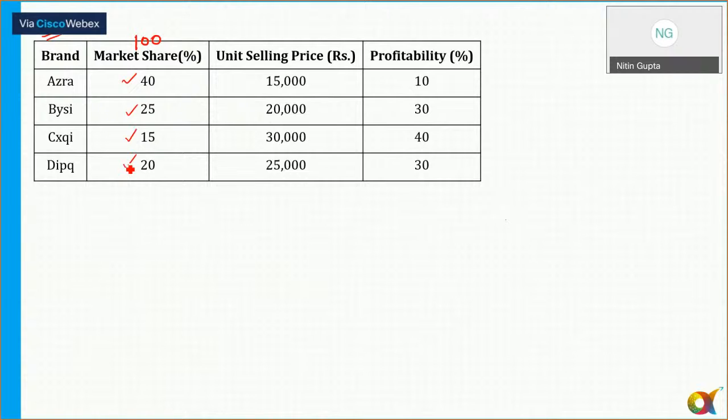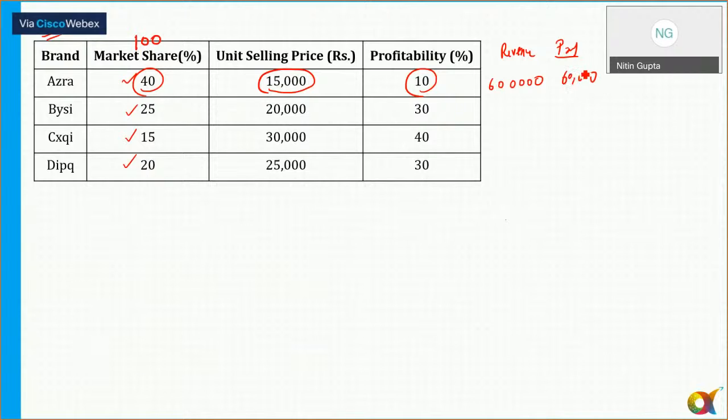Unit selling price is equal to 15,000 here. What is the total revenue? Total revenue is 15,000 into 40. So 15,000 into 40, that will be equal to how much? 15 into 40 is equal to 60 followed by 4 zeros. This is the revenue, and profitability is 10% of this revenue. So what is the profit here? The profit is 10% of this, which comes out to be 60,000.